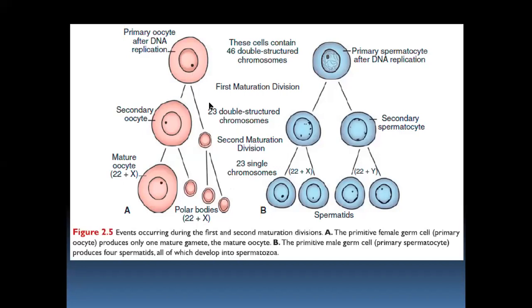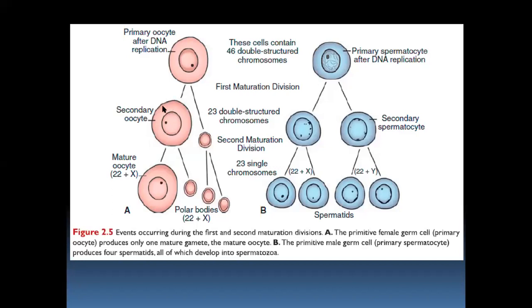At the end of meiosis 1, we get two daughter cells with 23 chromosomes. But look at the cytoplasm: all the cytoplasm is taken up by only one cell. The other cell gets only a thin rim of cytoplasm. This is called the polar body. Now, this is not functional. This cannot be fertilized. What can be fertilized? Only the secondary oocyte can be fertilized.